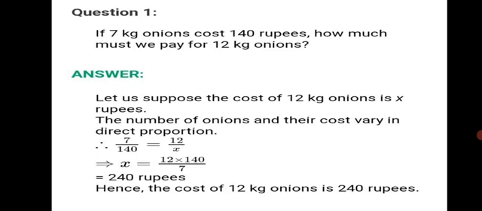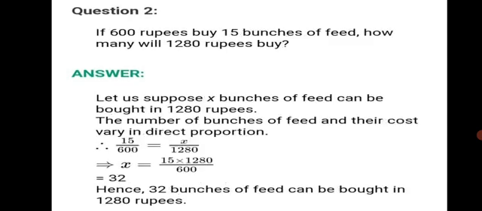So all the sums you will be doing in similar steps. So kindly try to understand as we proceed further. Question 2. If 600 rupees buy 15 bunches of feed, how many will 1280 rupees buy?